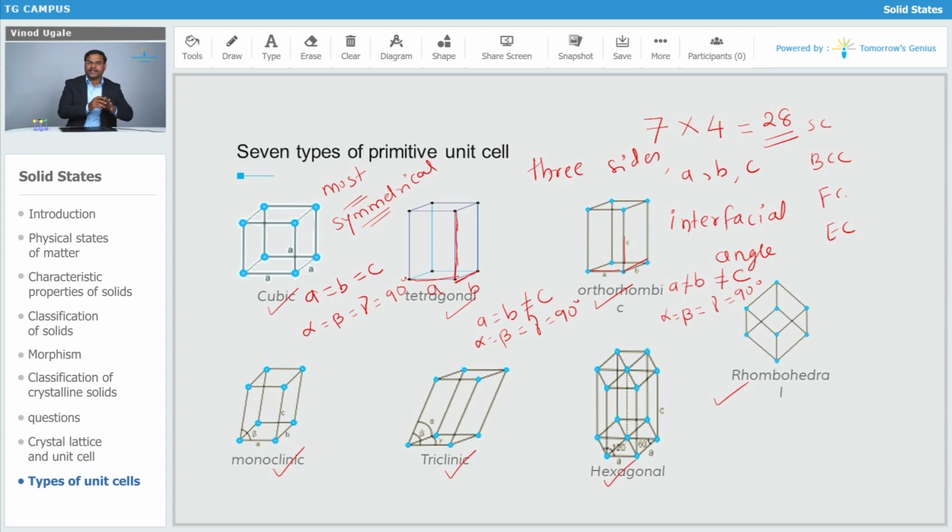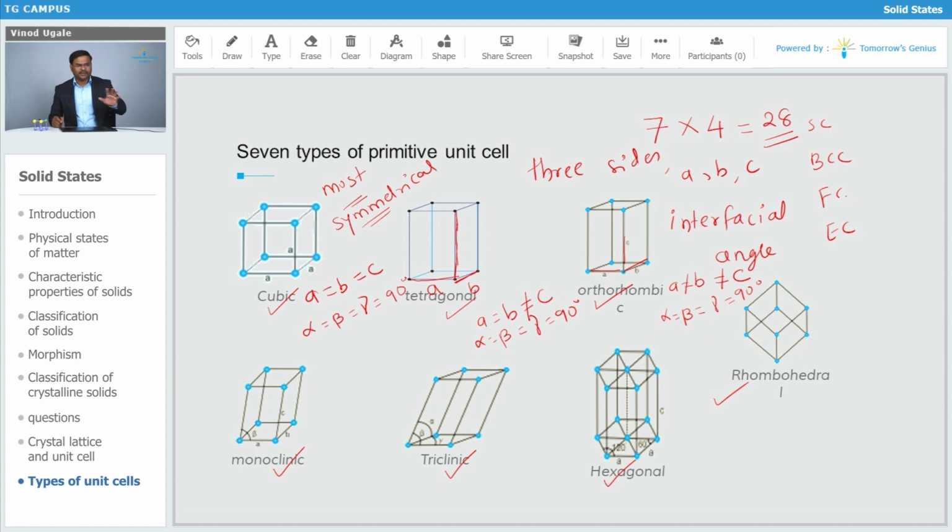Now in case of sides: three sides equal, two sides equal, zero sides equal. A is equal to B is equal to C for cubic. For tetragonal, A is equal to B, but both of them are not equal to C. Orthorhombic, all three are unequal. A is not equal to B, not equal to C. So that will be in the case of the orthorhombic crystal system.